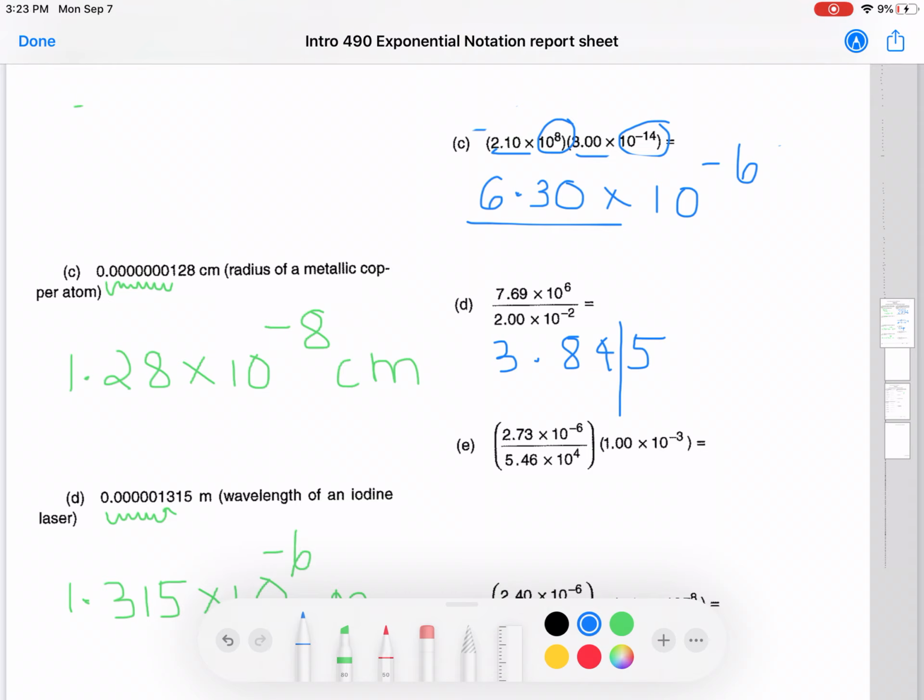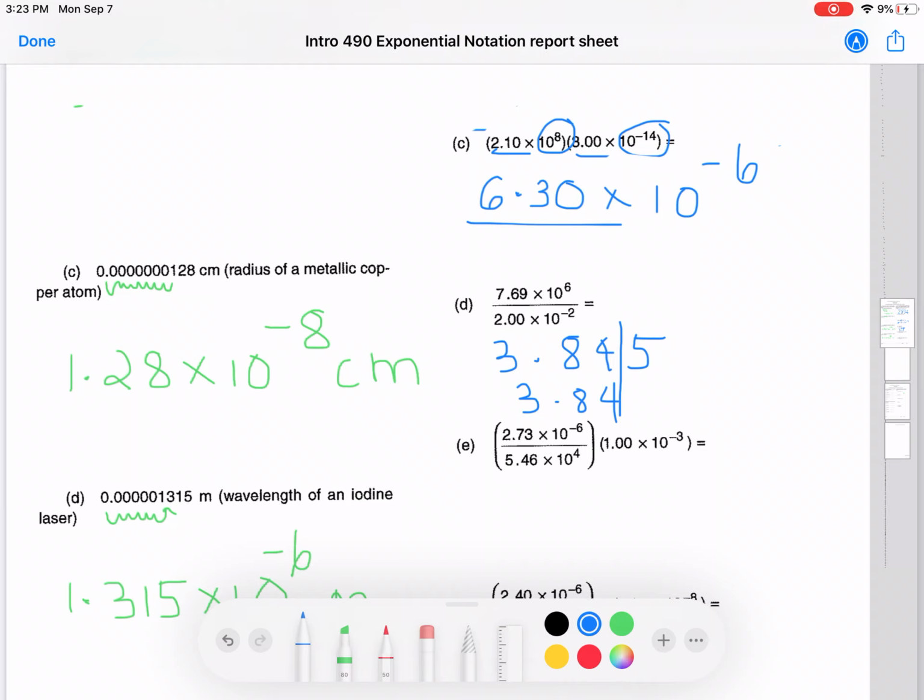The number that you are dropping is 5, and there are no other numbers after it, and the number being retained is an even number, so you are not going to add 1. So your answer is going to be 3.84. And for the exponents, when you are dividing, you subtract the exponents.